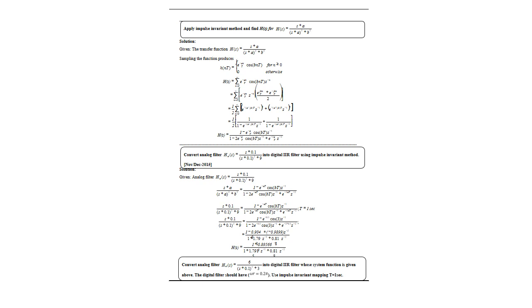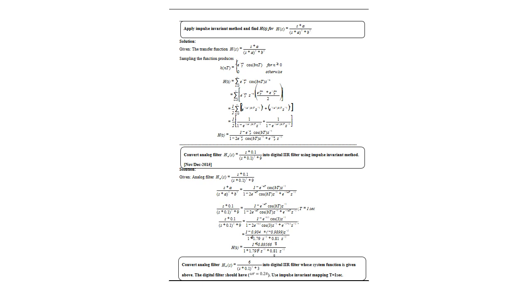Next question. Apply the impulse invariant method and find H(z) for H(s) = (s + a) / ((s + a)² + b²). So the given solution is the transfer function H(s) = (s + a) / ((s + a)² + b²). So the sampling function produces h(nT) = e^(-anT) cos(bnT) for n greater than or equal to 0, and 0 otherwise.